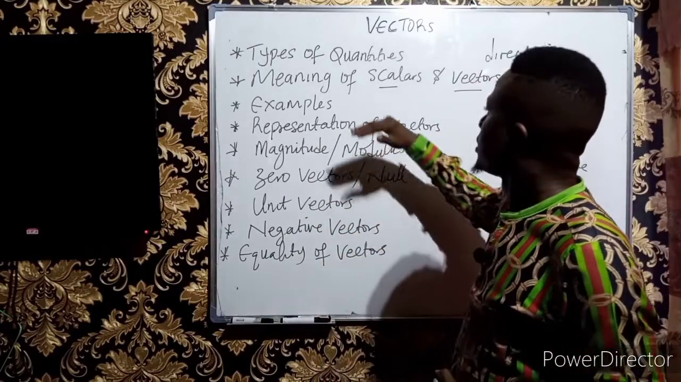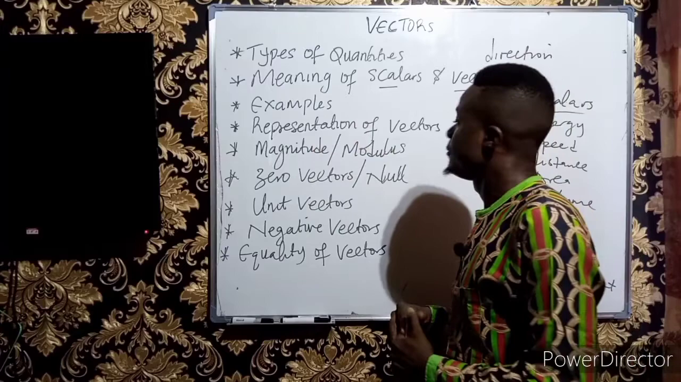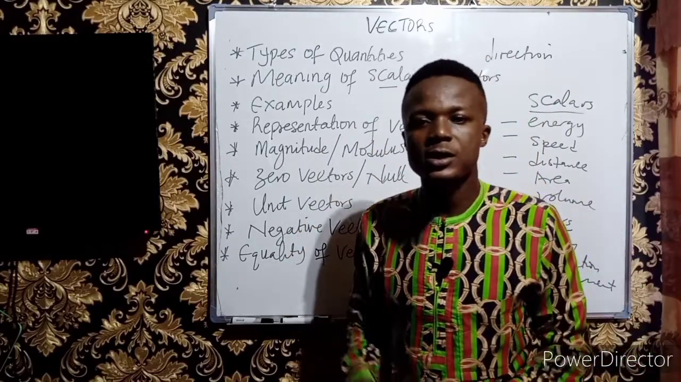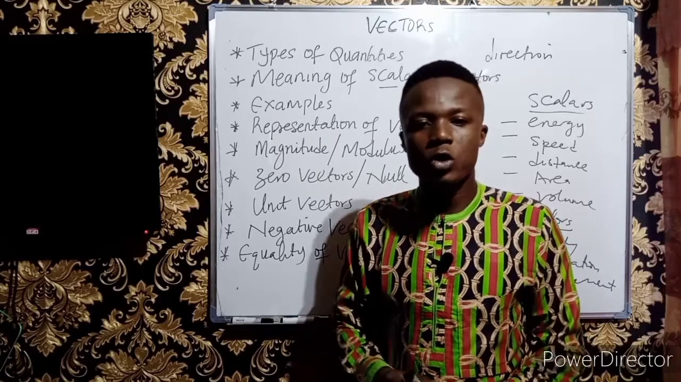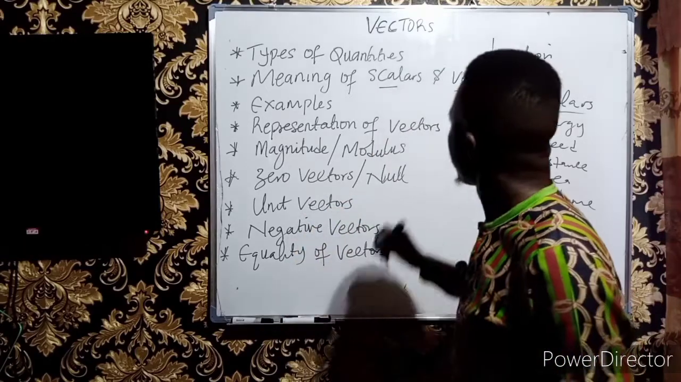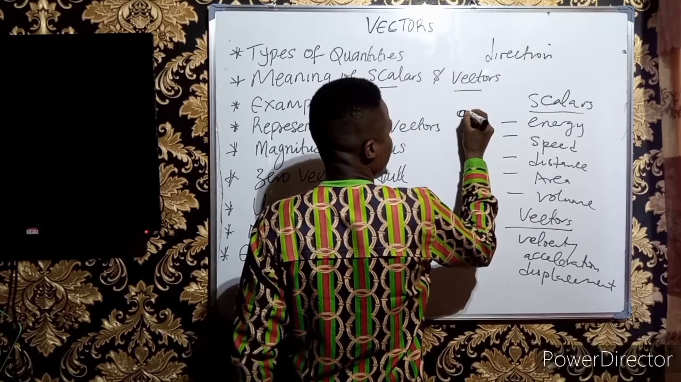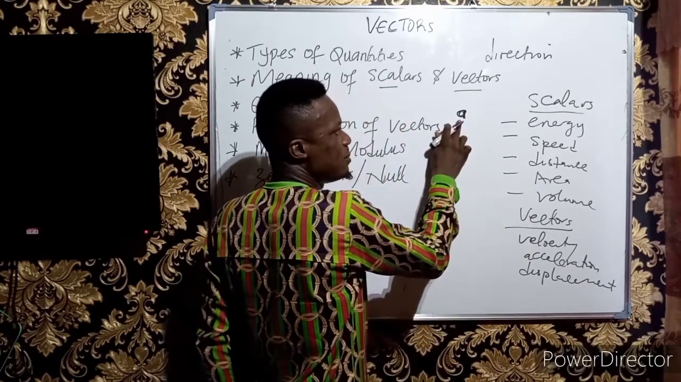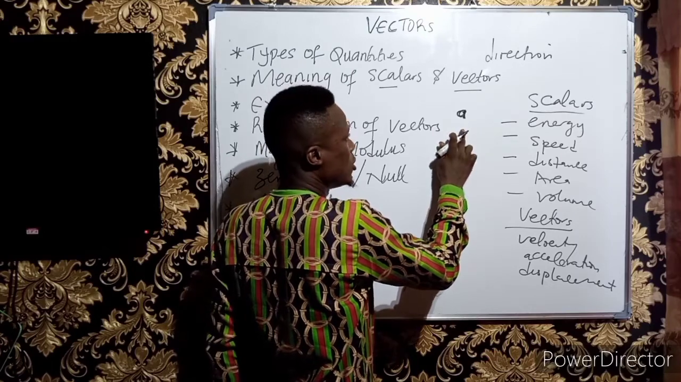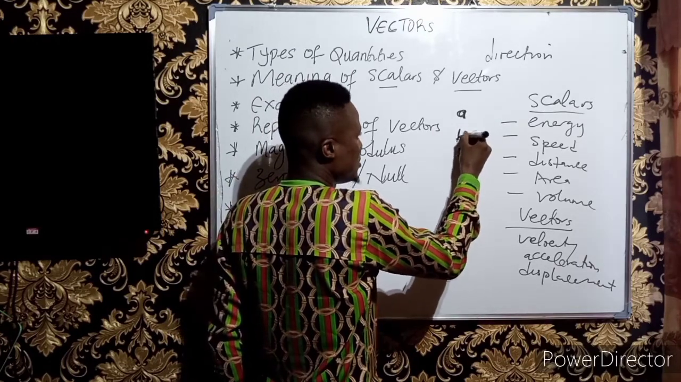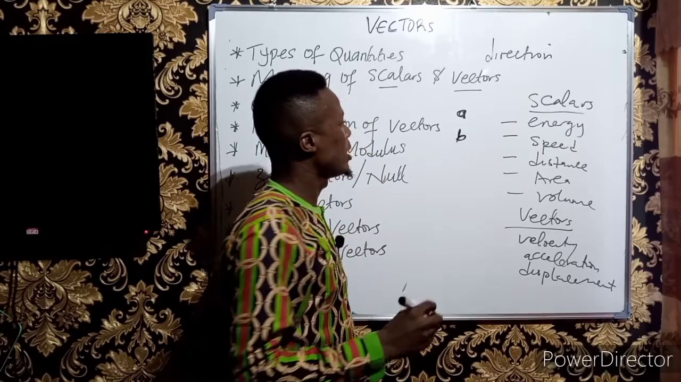All right, now there is what we call representation of vectors or vector notation. How do we represent vectors? In printed works, vectors are represented by writing them in bold. For instance, if I talk about vector A, I can write A in bold. So this is a vector. Whenever you see this, you should know that this is a vector. If I have B, I can write it in bold. This B is also a vector.